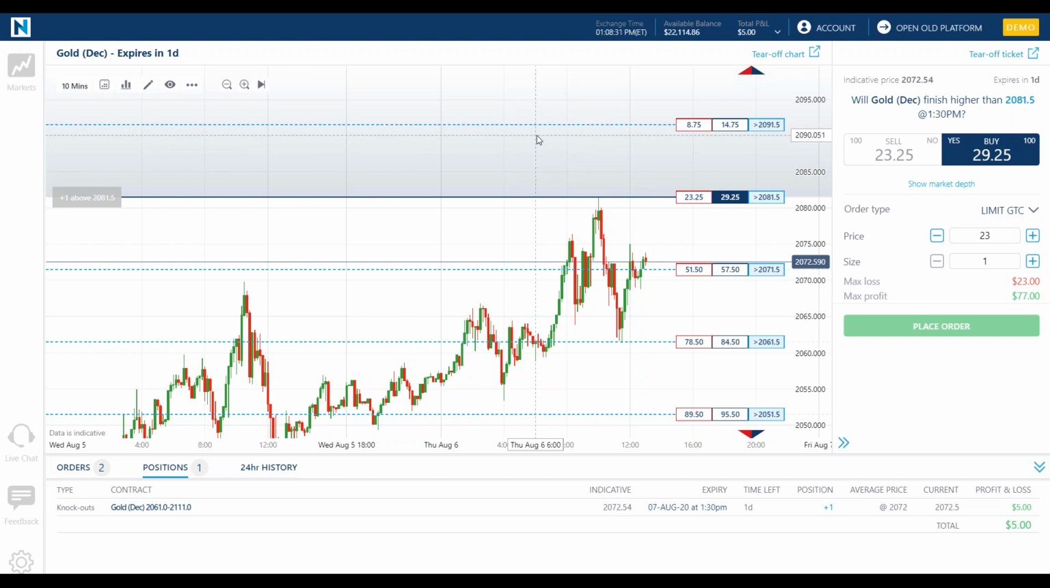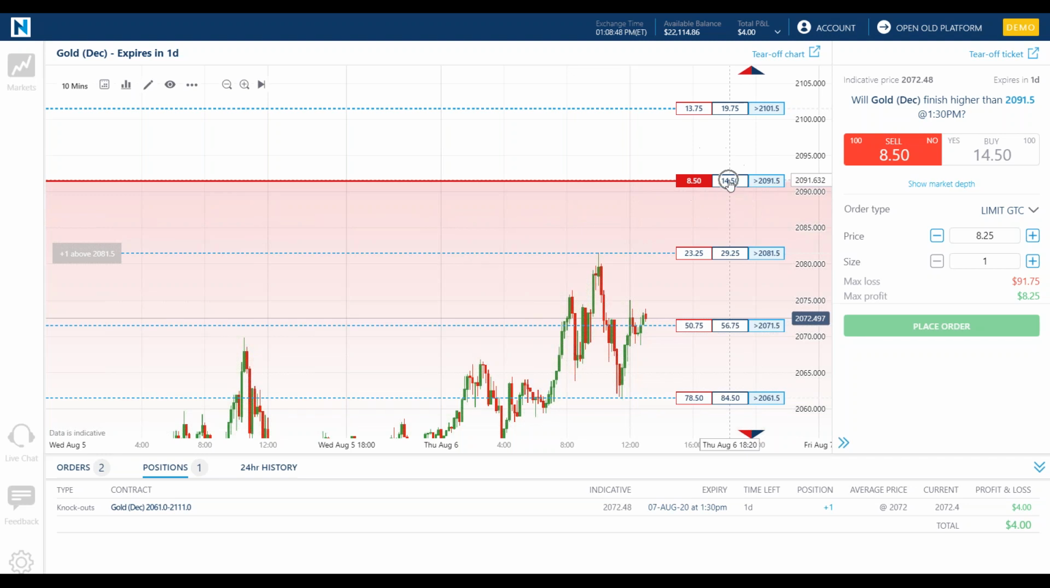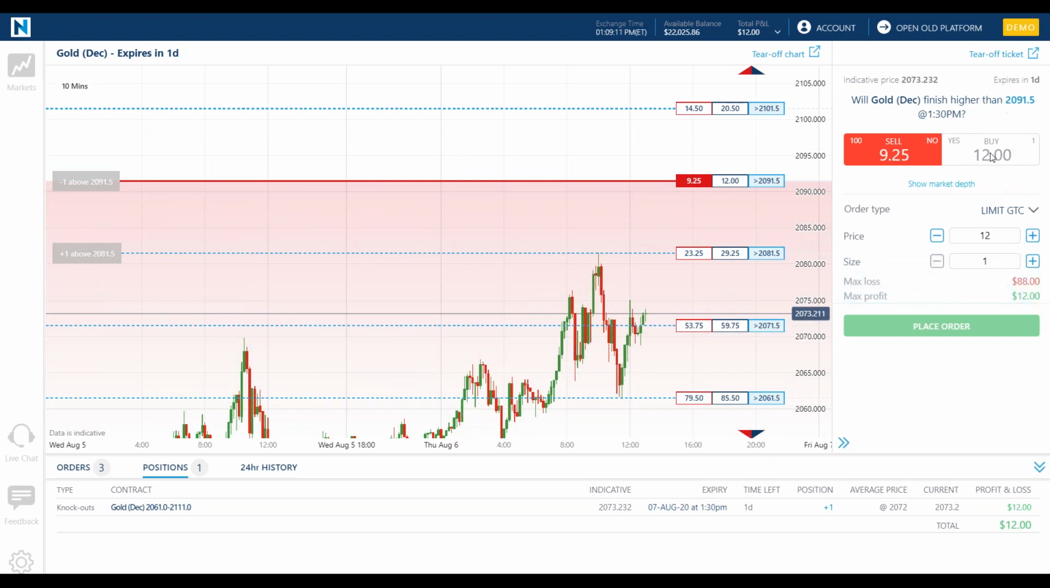Now let's just say I do think it's going to rally higher, but I don't think it's going to settle above 2091 and a half. This is up above. What could I do? I could actually sell one of these up above. If I were to sell one, I'm going to pick a price in between the bid-ask spread. It's ticking up, so let's make it 12. Let's go right between and place that order. And I'm now trying to sell one at 12. There's my offer to sell one at 12.